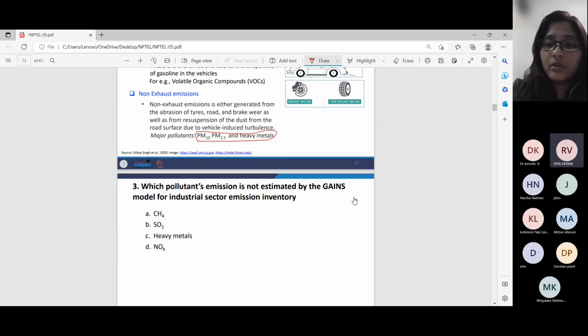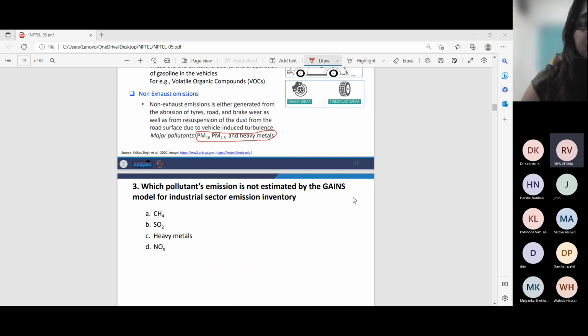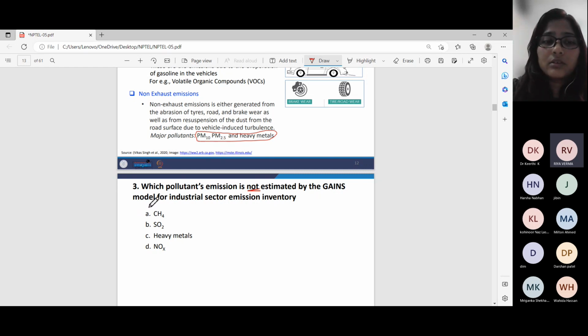Okay, so next question. Which pollutant's emission is not estimated by the GAINS model for industrial sector emission inventory? So in your class, you must have gone through that GAINS model in the industrial emission inventory. So among these pollutants, which is not estimated by the GAINS model? So first you have methane, then you have sulfur dioxide, then heavy metals, then your NOx, nitrogen oxides. So which is it? Any idea?